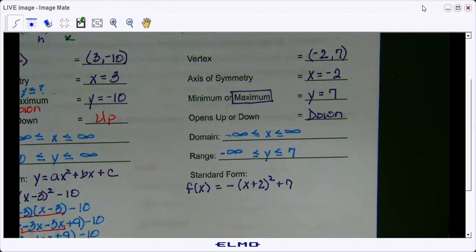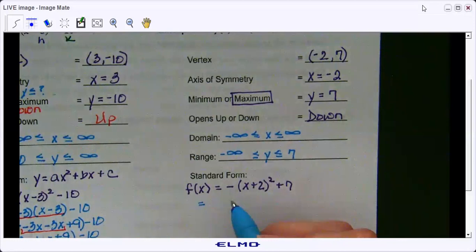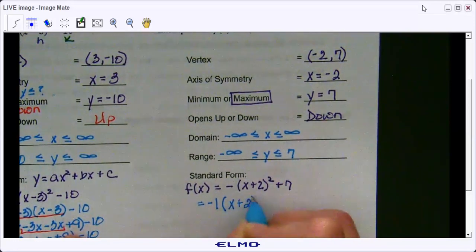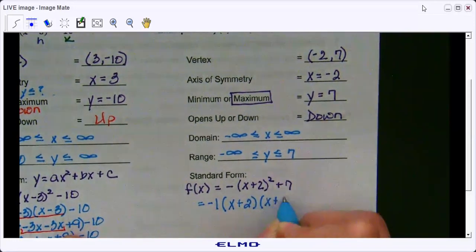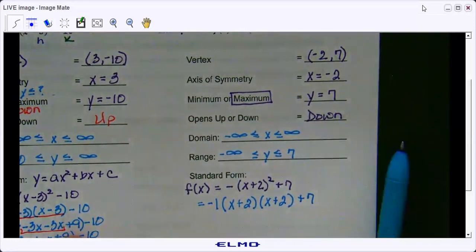Okay, so I'm going to get you started on converting the vertex form to the standard form. I'm just going to get you started and then I'm going to have you finish it. So here we have a negative. What is the coefficient of a negative? 1. So it's going to be negative 1 times (x plus 2) times (x plus 2) plus 7. You're going to distribute first.